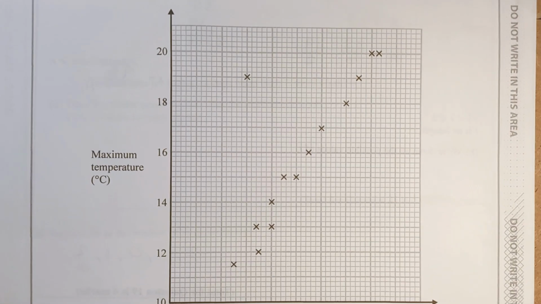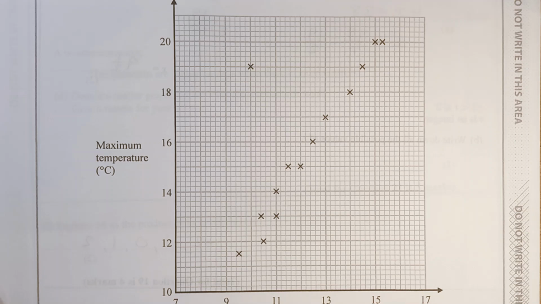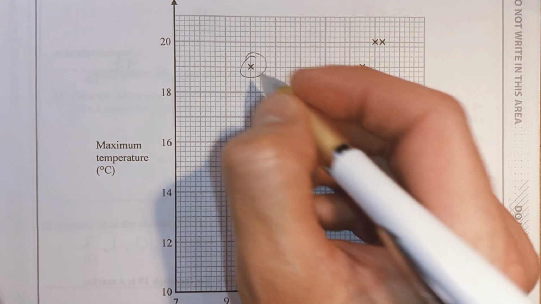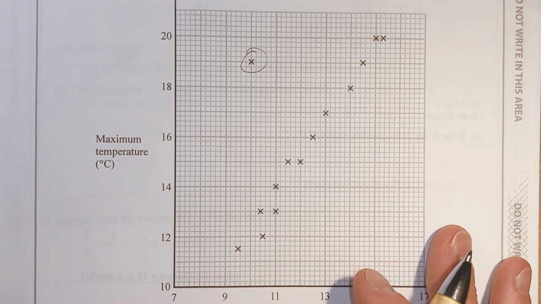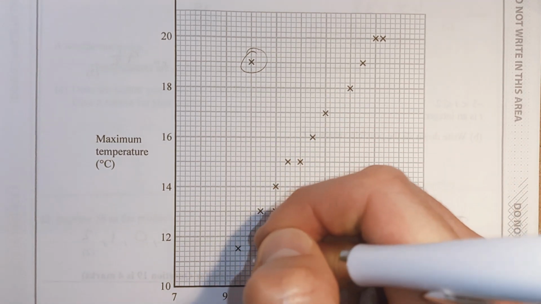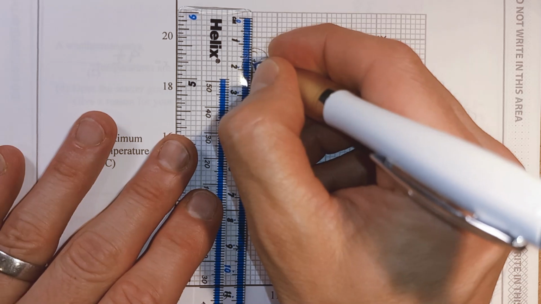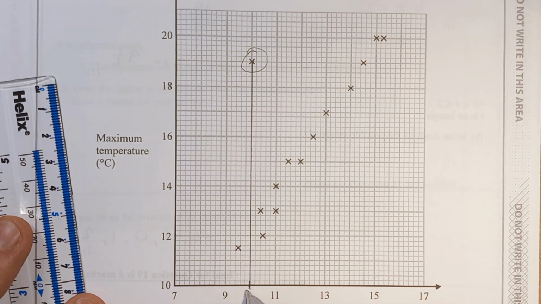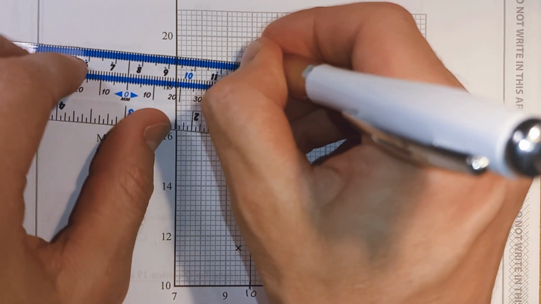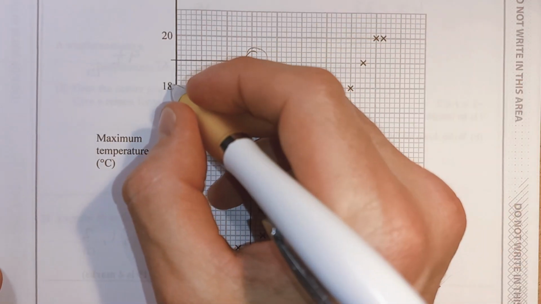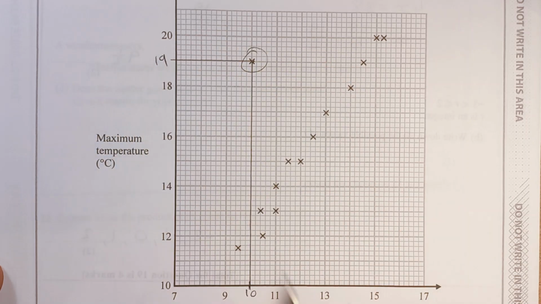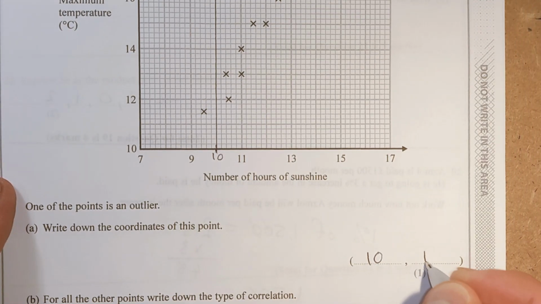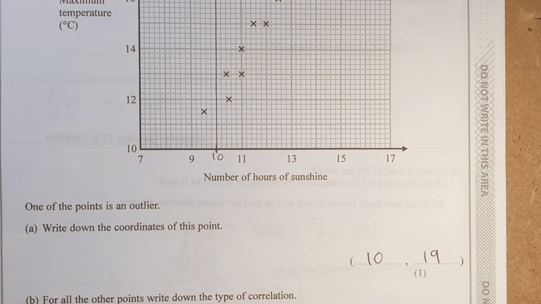So the outlier means it doesn't fit in with the pattern of the rest of the data. Well, the data's following this pattern. This one is clearly the outlier. So we want the coordinates of that. Well, we want the x-coordinate first, so let's track this down here. It's halfway between 9 and 11, so that's going to be 10. And halfway between 18 and 20, so that's going to be 19. So the coordinate, always x first, is 10, 19.